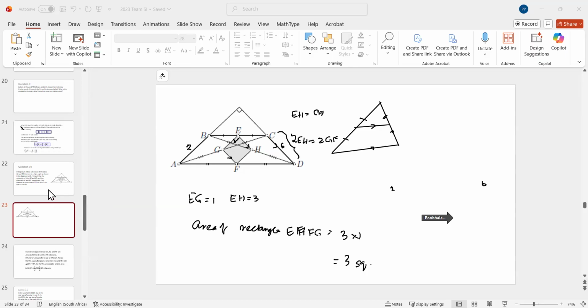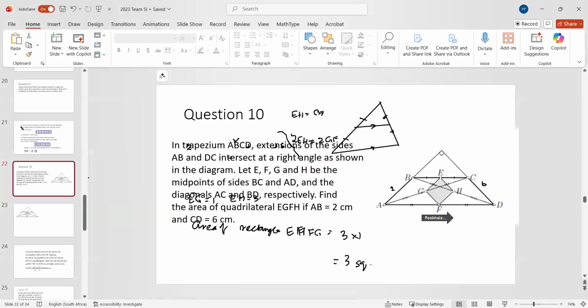Let's see what they say here. You will see right at the bottom, you got these things are 2 centimeters. So the area is 3 square centimeters, because the original lengths were given in centimeters. Okay, so this is the solution to question 10.